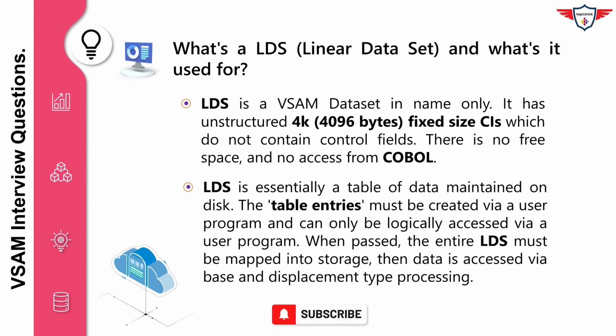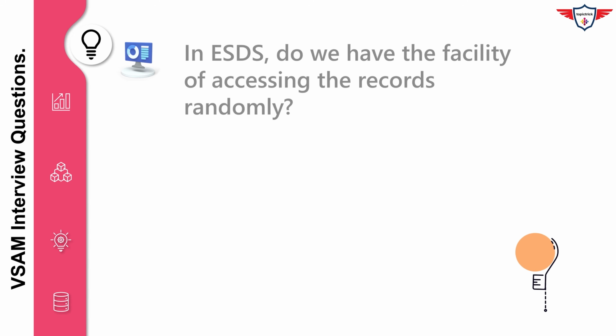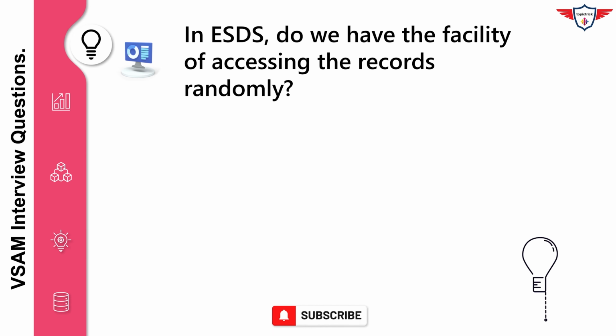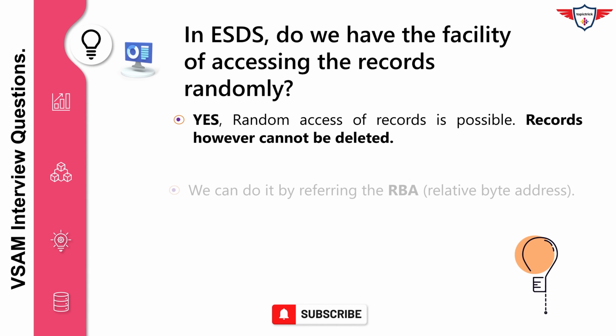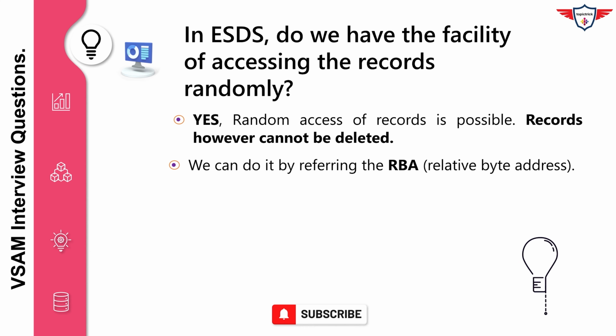When passed, the entire LDS must be mapped into storage, then data is accessed via base and displacement type processing. In ESDS, do we have the facility of accessing the records randomly? Yes, random access of records is possible. Records, however, cannot be deleted. We can do it by referring the RBA, relative byte address.